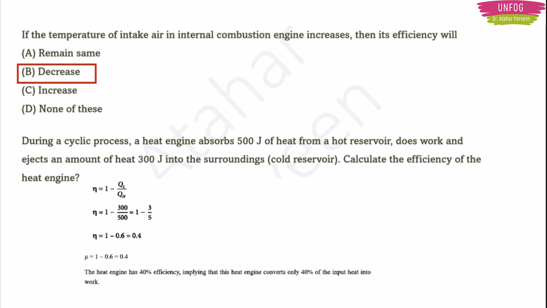So 40% will be there in option. That will be your right answer. You have to just substitute the values. Only thing is you have to remember that you have the lower value of heat in the numerator, higher value of heat in the denominator. Only so much you remember.